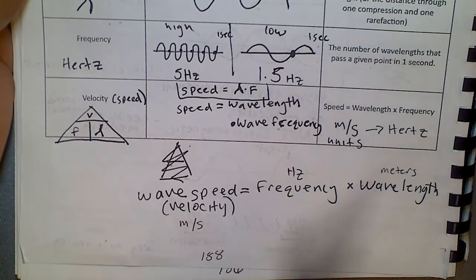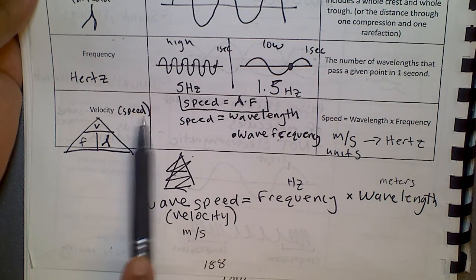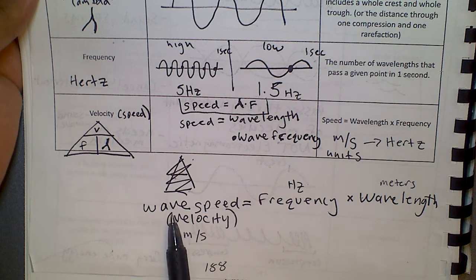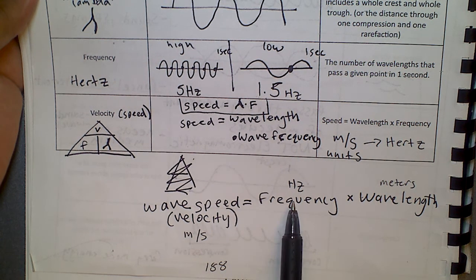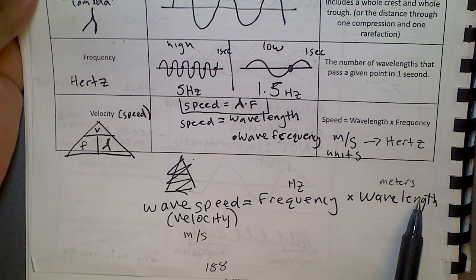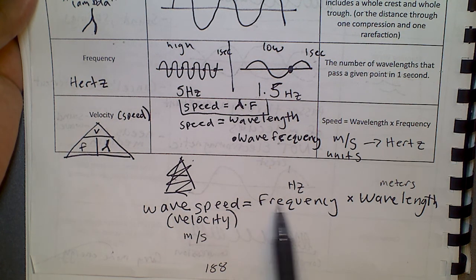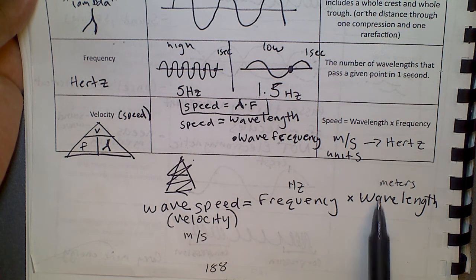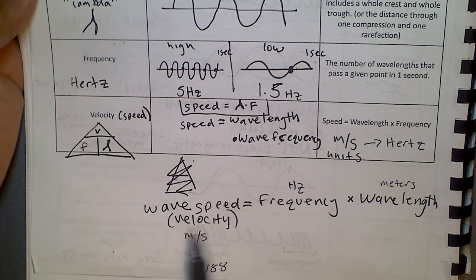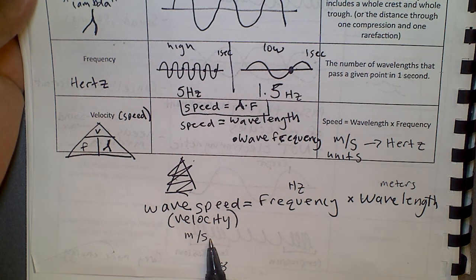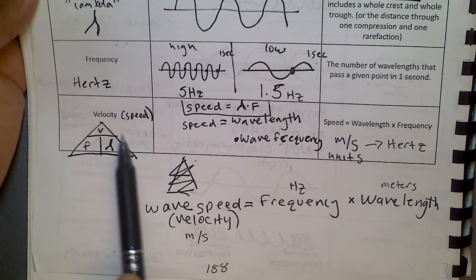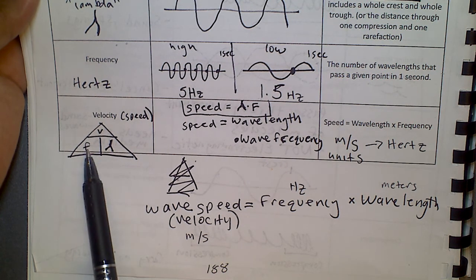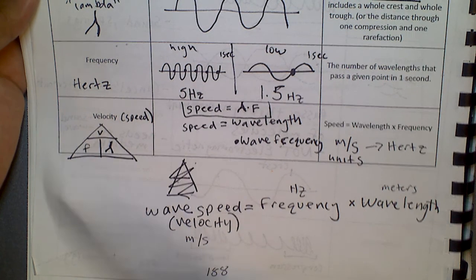Finally, velocity or wave speed is equal to frequency times wavelength. And the units used for that: frequency is hertz, wavelength is meters, and speed is meters per second. And we could still use a triangle to help us solve for this. So velocity is equal to frequency times wavelength.